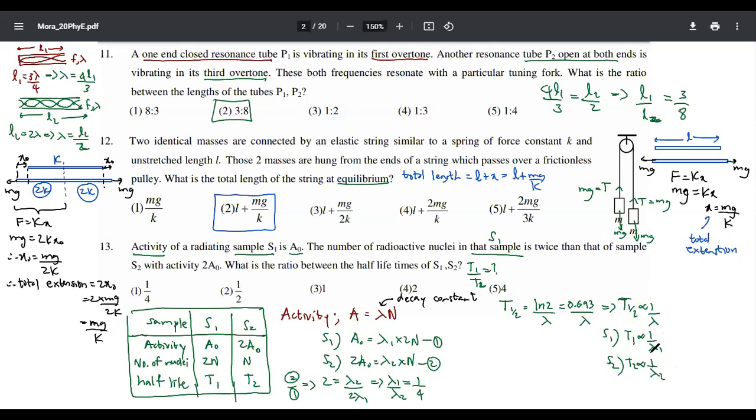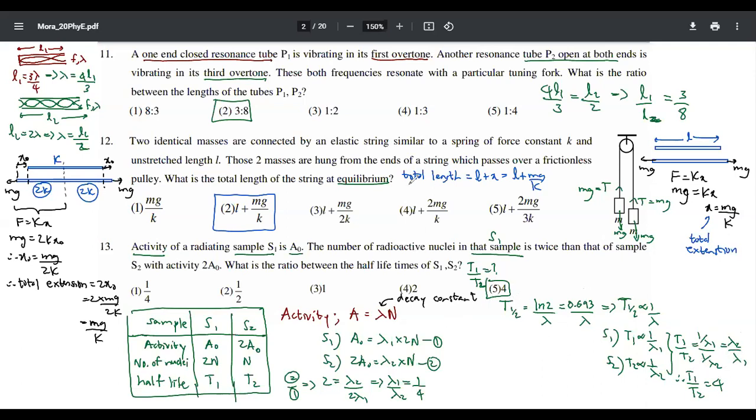Question is T1 over T2. Let's divide them. When I divide T1 over T2, I'll be getting 1 over lambda 1 over 1 over lambda 2. Final answer, lambda 2 over lambda 1. Therefore, T1 over T2 will be equal to, what is lambda 2 over lambda 1? Lambda 1 over lambda 2 is 1 over 4. Lambda 2 over lambda 1 is 4. Therefore, for 13th question, answer is the 5th one.